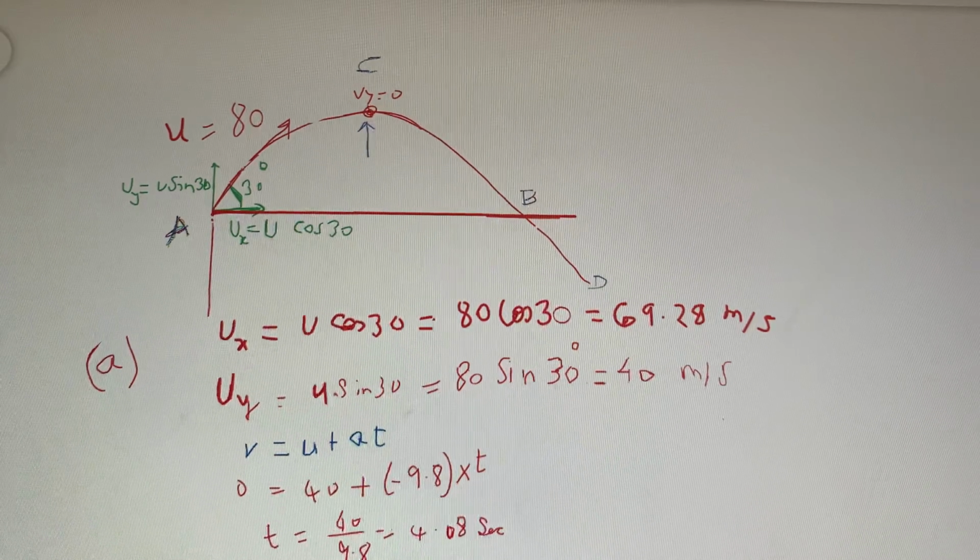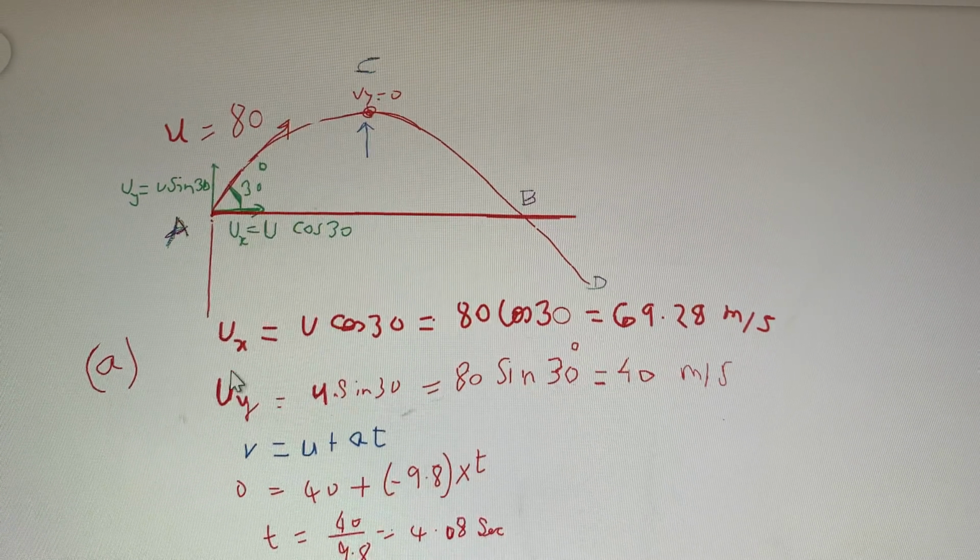So here I have labeled the diagram A, B, C and D. So A is the starting point, C is the highest point and D is the finishing point. So first we have been given the initial velocity, which is 80 meters per second at an angle of 30 degrees. If we divide it into its components, it will become ux and uy. So ux is in the x direction, which is the horizontal component, and that will be u cos 30, and if you simplify it you will get 69.28 meters per second. Similarly uy will be u sin 30, that will be 80 sin 30, which is 40 meters per second.